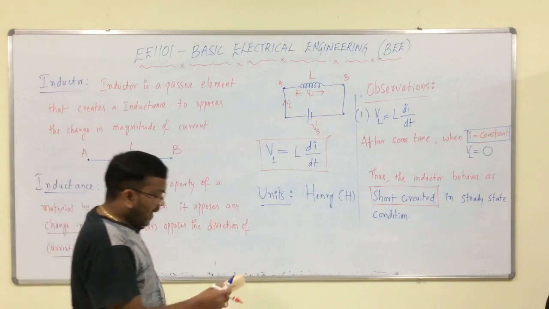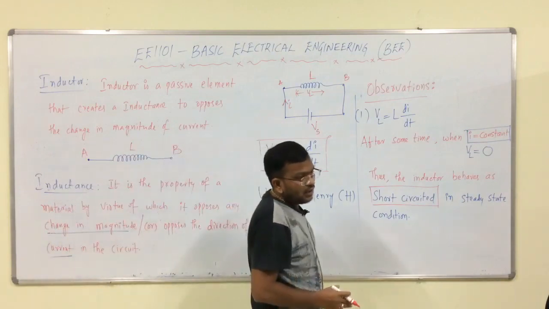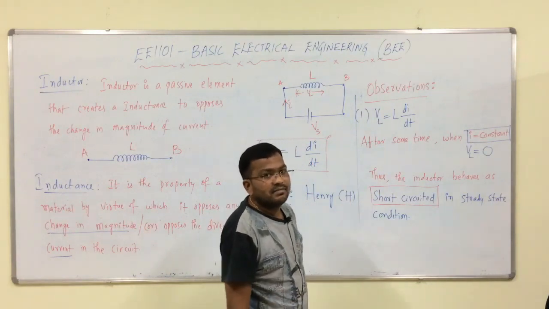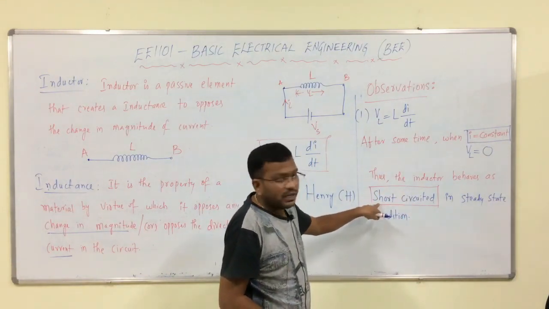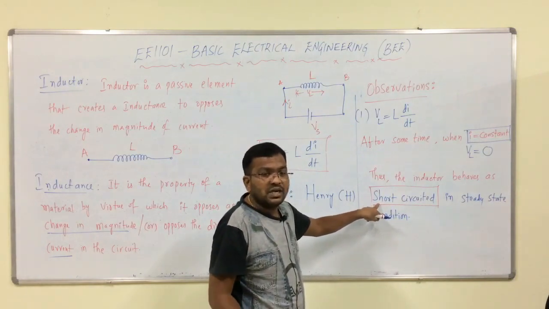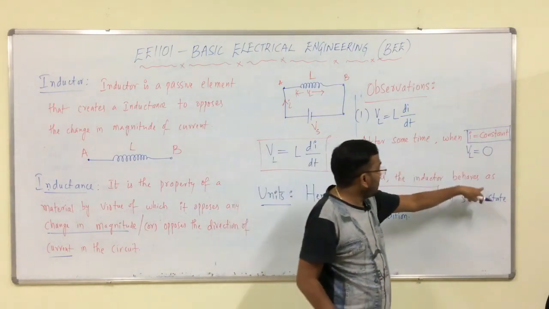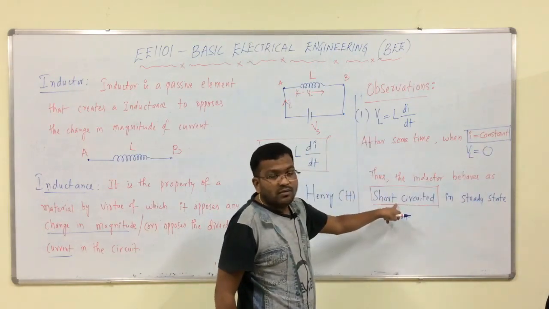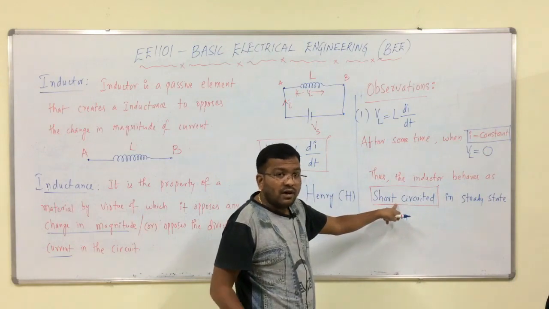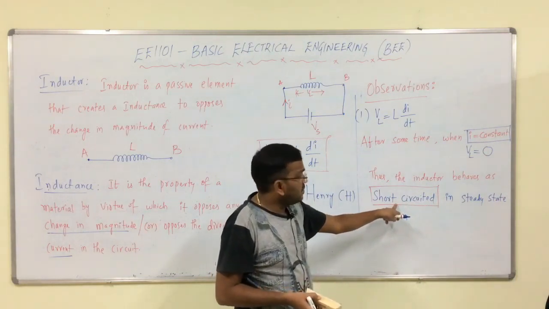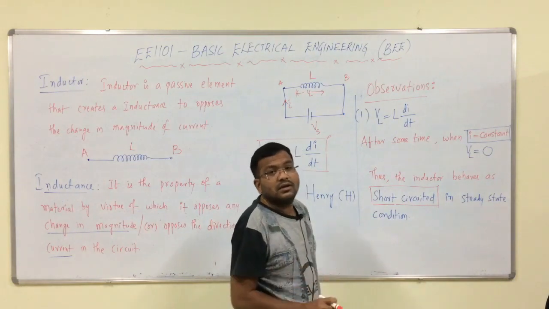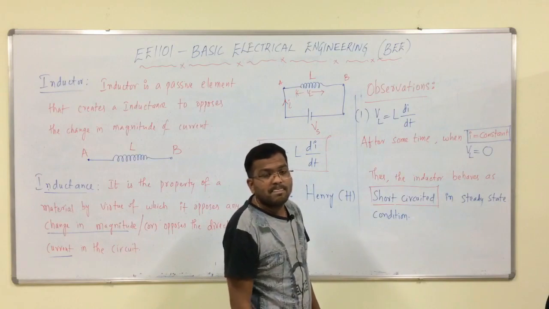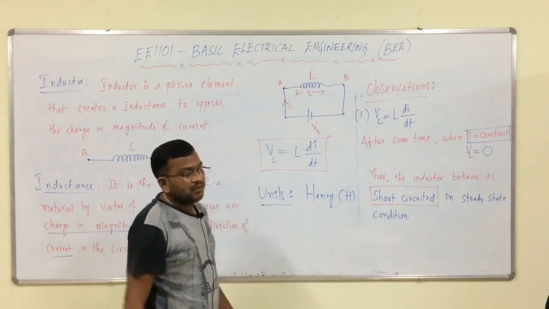What happens to the inductor when we apply a voltage across it? After some time it is short circuited. When we provide DC excitation to the inductor, after some time it acts as a short circuit, no? But what will happen to the inductor if we apply voltage across it? Instantaneously it acts as what? That is the second observation.